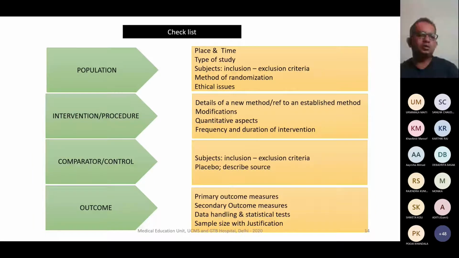So the checklist, this is the summary. You can see on the left that it's PICO: population, intervention, comparator and outcome. You can take a snapshot of this. You have to check that these things have been included in your material and methods. We have already discussed all this, so I'm not going into the details. You can take a snapshot and keep it as a ready reference while you're writing it.